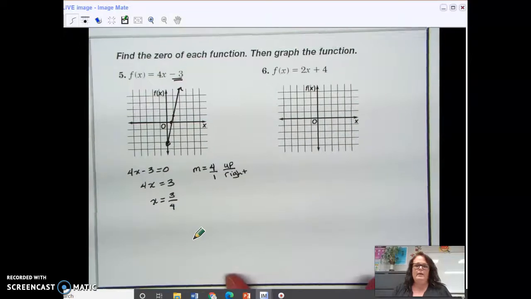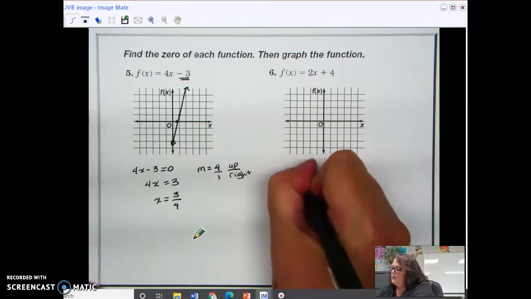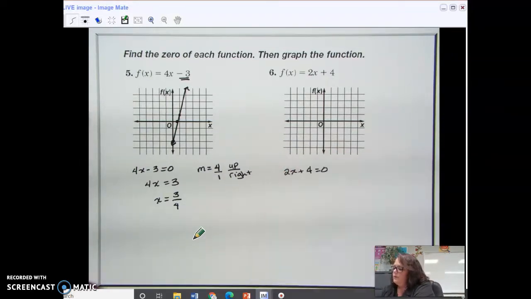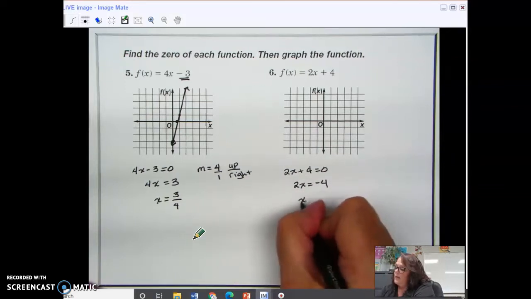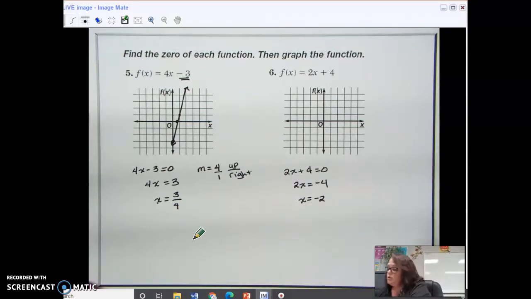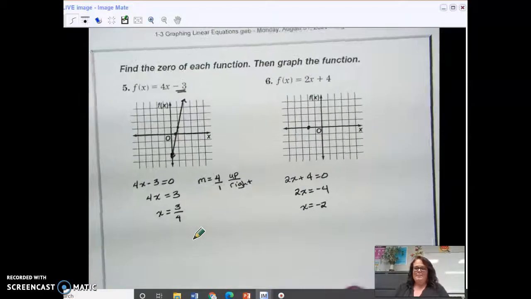on the number line. So take a moment to pause the video and try number 6 on your own, looking for the 0 of the function, and then you can use the slope from there. So if I set 2x plus 4 equal to 0, that means that 2x is equal to negative 4, and that makes x equal to negative 2. So I have an x-intercept at negative 2, and I'm going to graph that correctly this time.